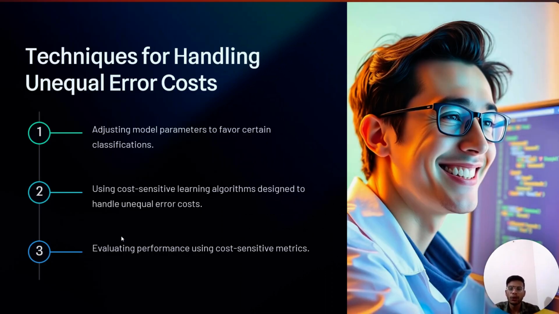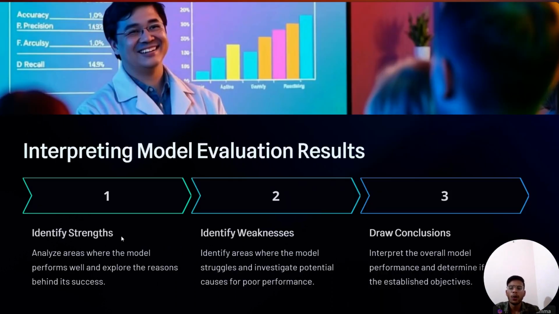Techniques for handling unequal error cost. First, adjusting model parameters to favor certain classifications. Second, using a cost sensitive learning algorithm designed to handle unequal error cost. Next, evaluating performance using cost sensitive metrics. Now, interpreting model evaluation result.